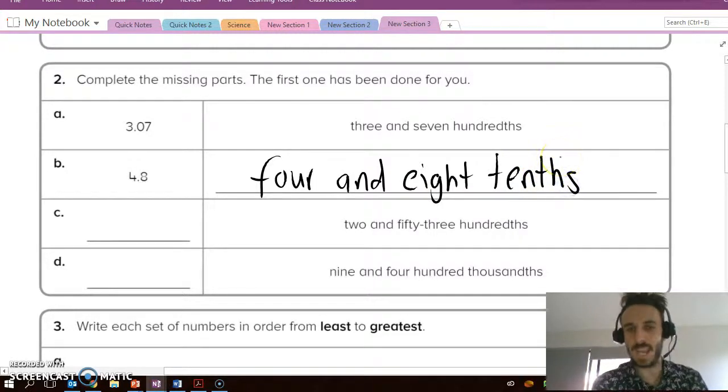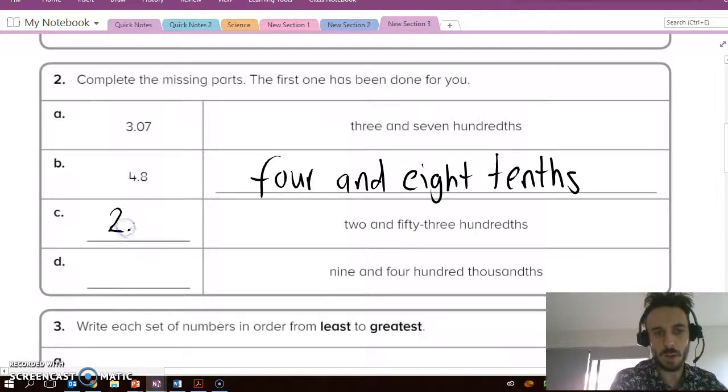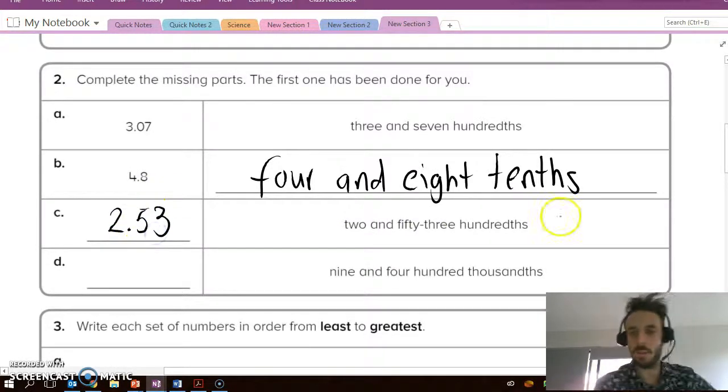Tenths. Look how much better my handwriting is getting on the laptop. That's better than my whiteboard work. Down to C, it says 2 and 53 hundredths. So I know that that's 2 wholes, decimal, 5, 3 hundredths. Easy. D says 9, so 9 wholes and 400 thousandths.